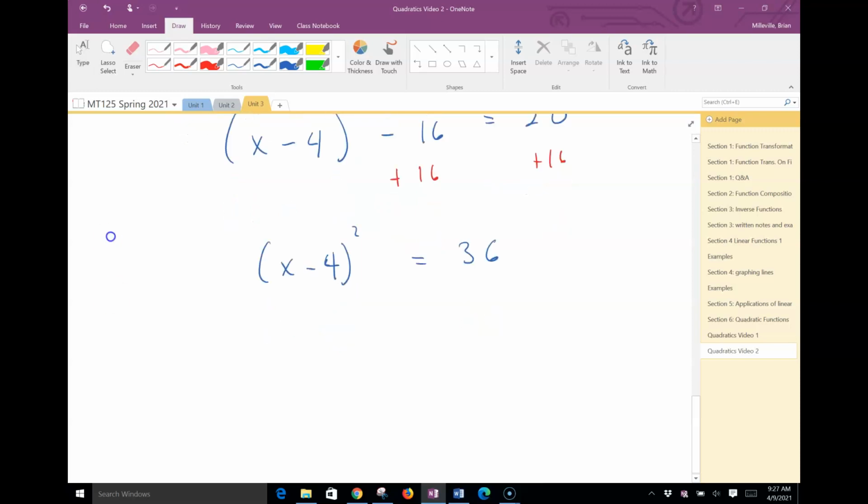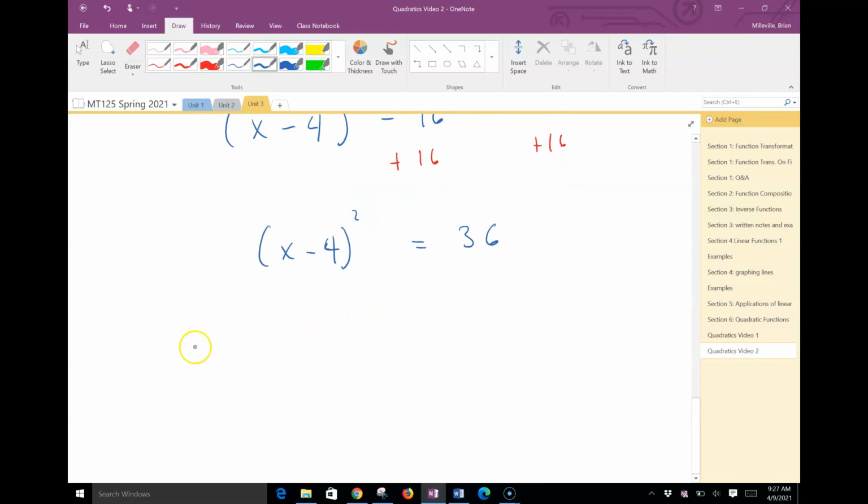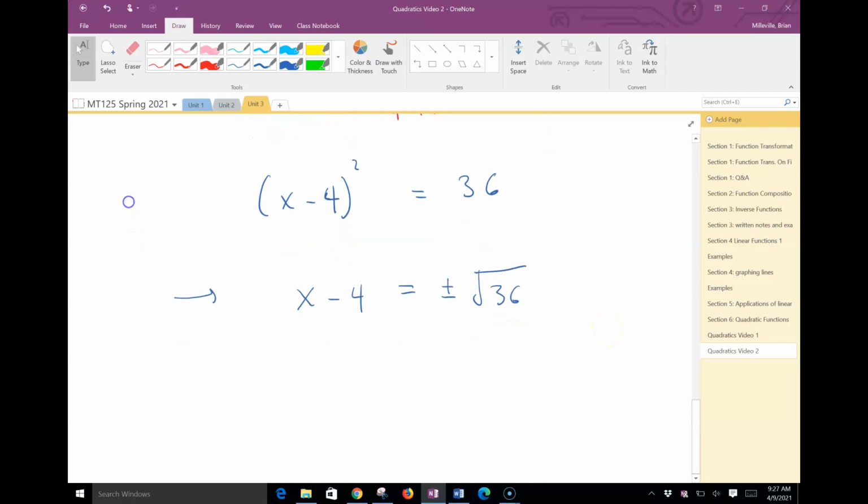To get the square off, we have to extract square roots. And a lot of times you're going to see this written in a compact form by writing x minus 4 equals plus or minus the square root of 36, which we know is 6. But just keep in mind that means two separate things.